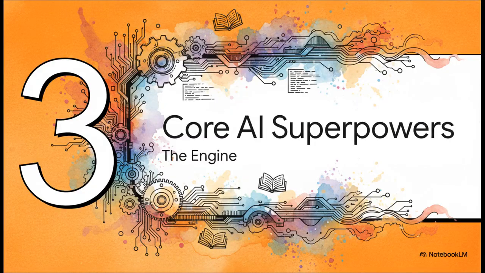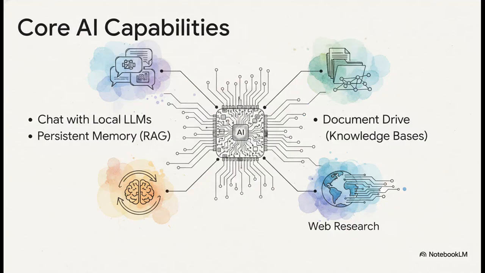Okay, let's get under the hood and talk about the engine. What are the core superpowers that make this thing a real partner in your development process? It really boils down to 4 key capabilities. First, you get to chat directly with powerful local models. Think Ollama, Mistral, you name it.